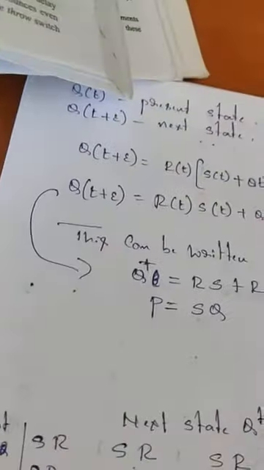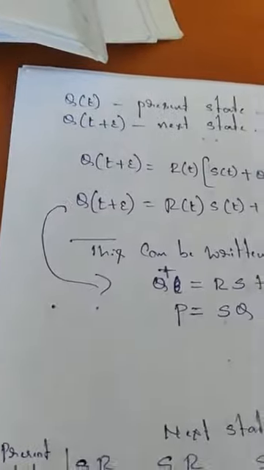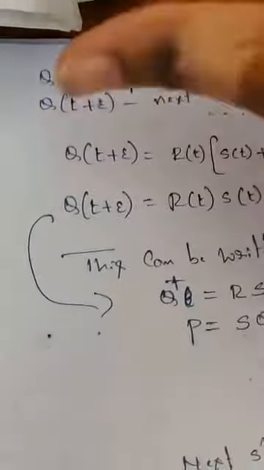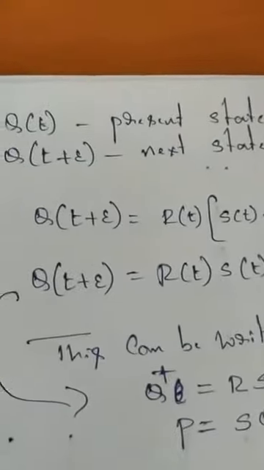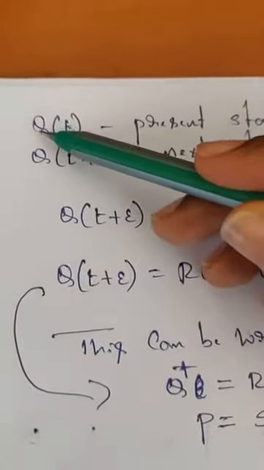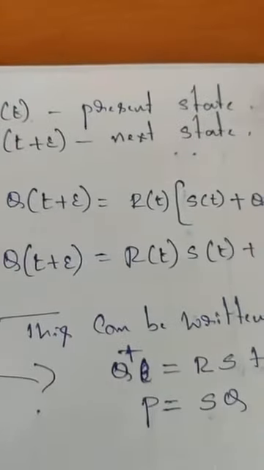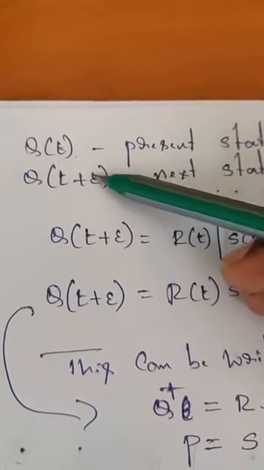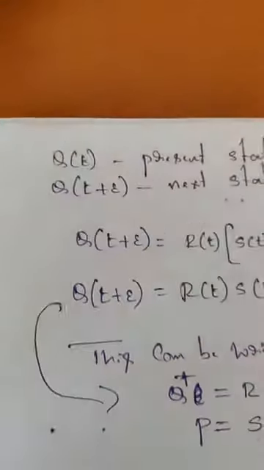Normally when we are discussing latches and flip-flops, we make use of two terms. One is present state and the other is next state. We normally represent the present state with q of t. T refers to time, q refers to the present state, and the next state is q of t plus propagation delay. This is the symbol of propagation delay.